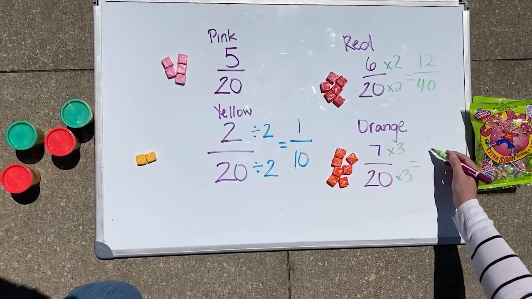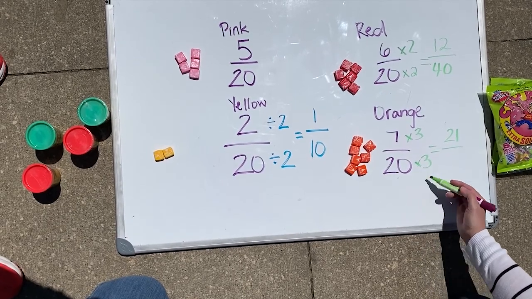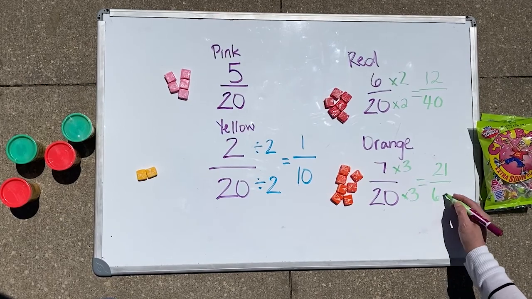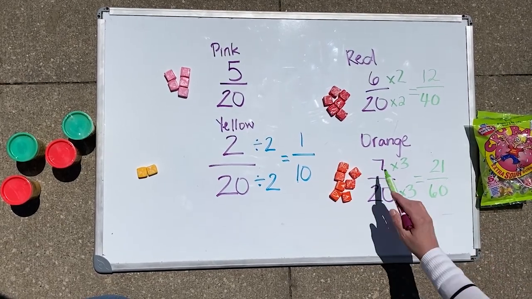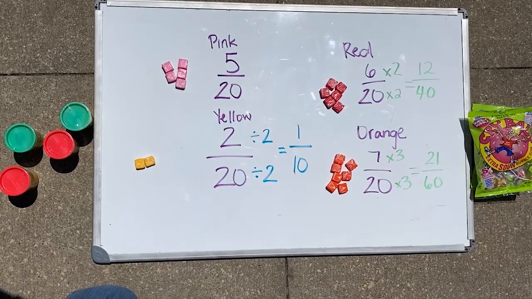7 times 3 is 21. 20 times 3, what do you think it is? You're right, it's 60. So 7/20ths is equivalent to 21/60ths.